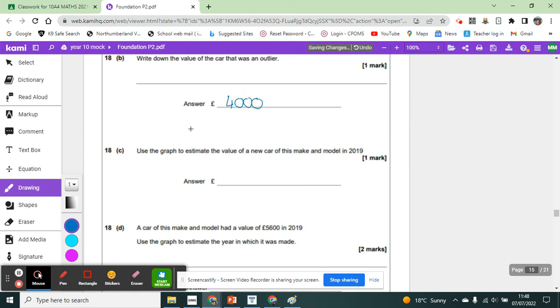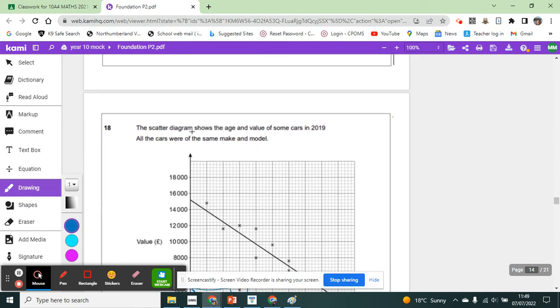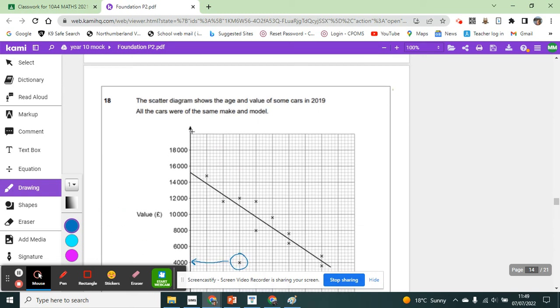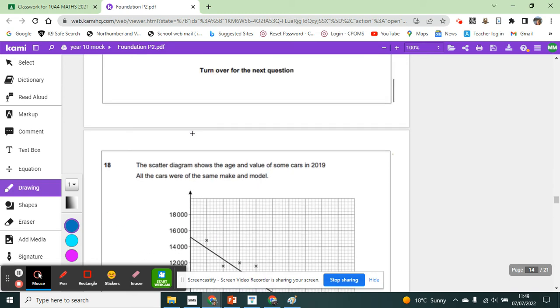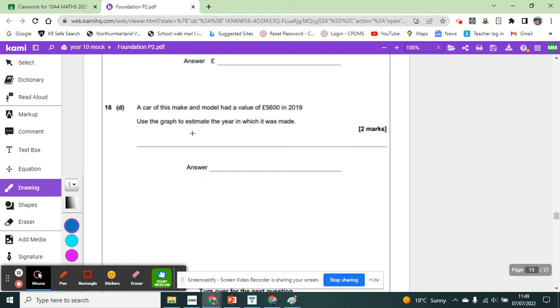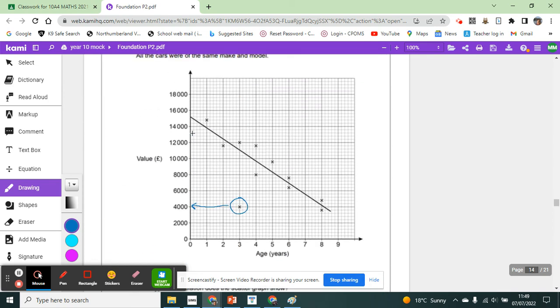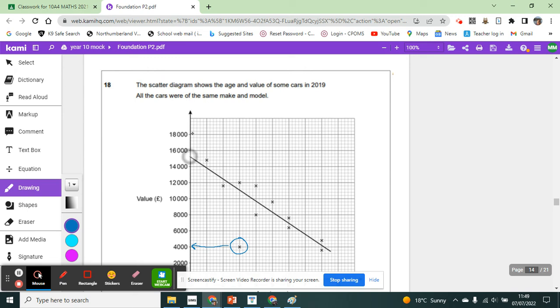Use the graph to estimate the value of a new car of this make and model in 2019. And what are we looking for? We're looking for the value of a new car of this make and model in 2019. So in 2019, that's when it's 0. So we're looking up here at, what's that, 15,000.